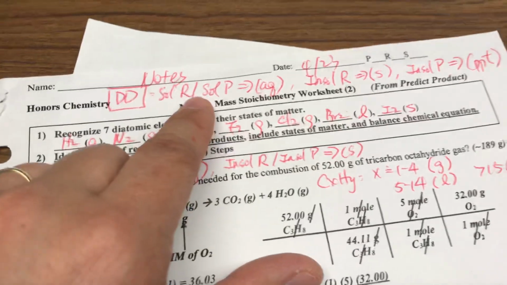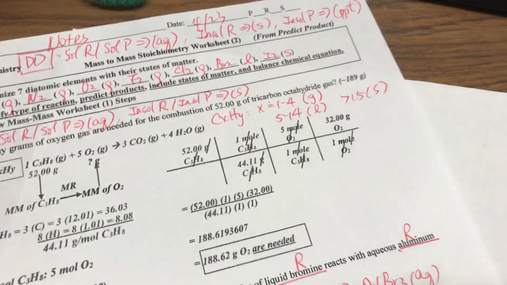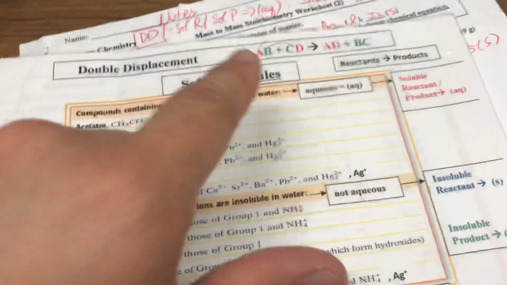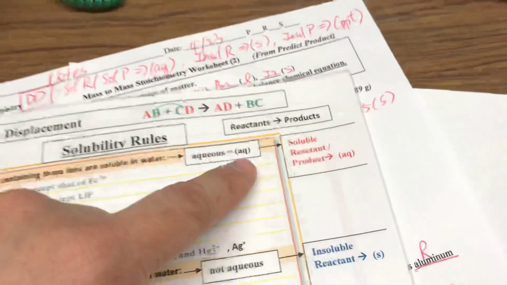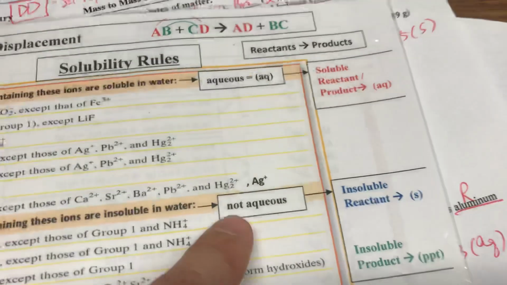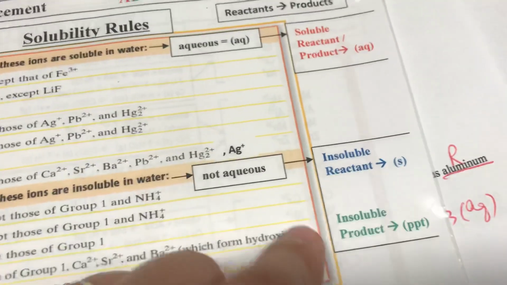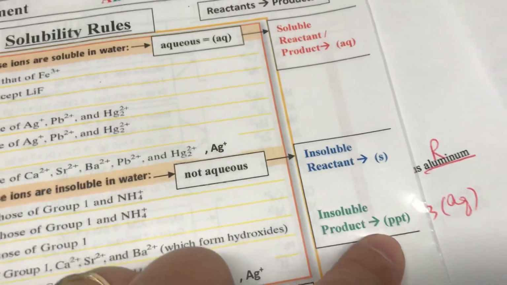Whenever we have a double displacement, all the soluble will be aqueous. Look up the solubility chart. Anything aqueous will be soluble, no matter reactant or product. An insoluble reactant will be solid. An insoluble product will be precipitate. We all know that, so it's not something new.